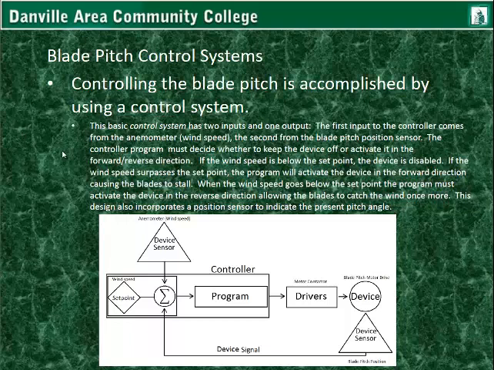The controller program must decide whether to keep the device off or activate it in the forward or reverse direction. If the wind speed is below the set point, the device is disabled. If the wind speed surpasses the set point, the program will activate the device in the forward direction, causing the blades to stall.